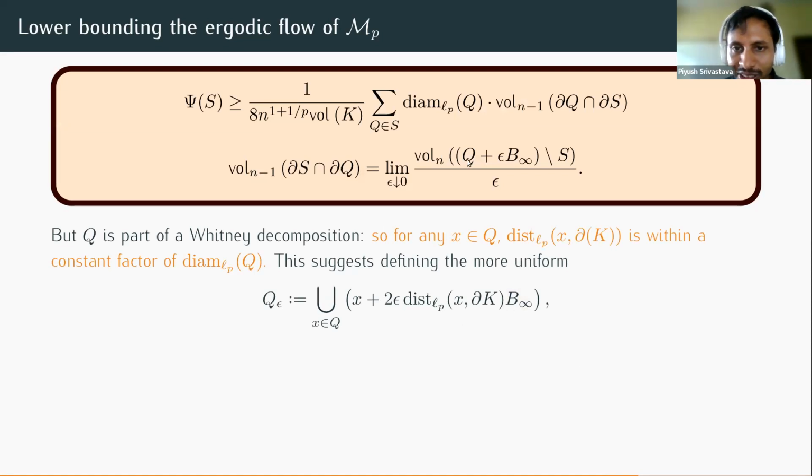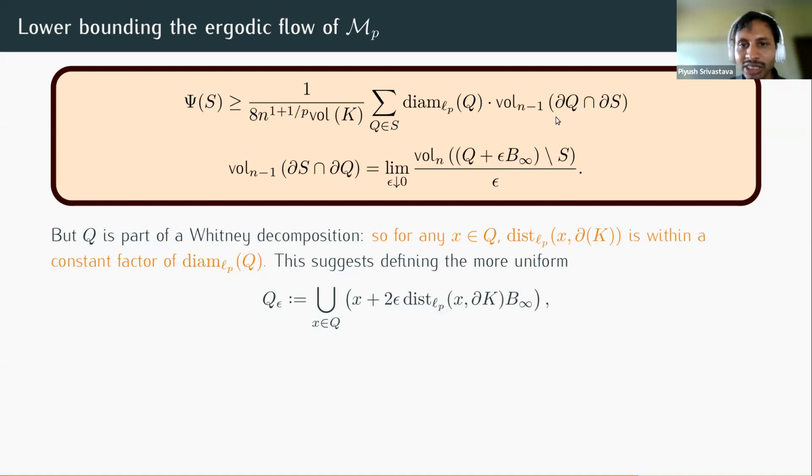So for each cube, we want to look at epsilon times the infinity ball. But this is slightly strange because for each cube we have this point. What we would want to do is, for every point, add an infinity ball around it, and that we can do because for any cube we know that all the distances to the boundary are within a constant factor of the diameter L_P of Q.